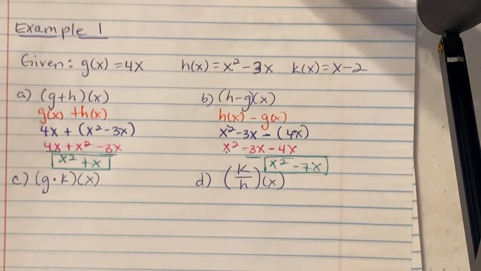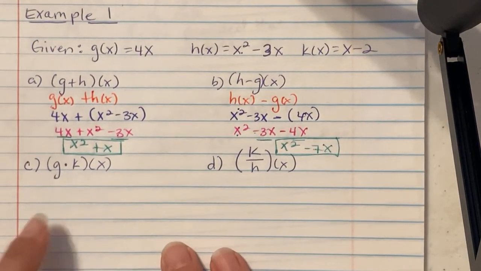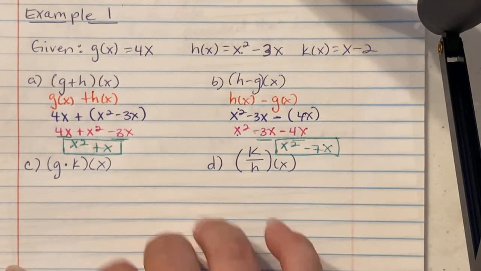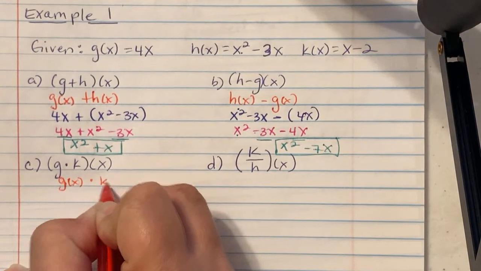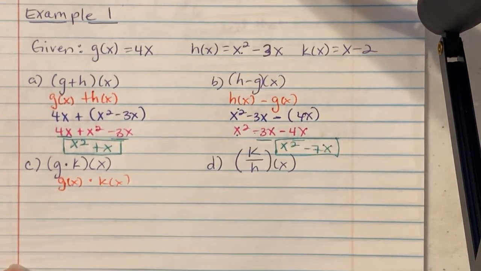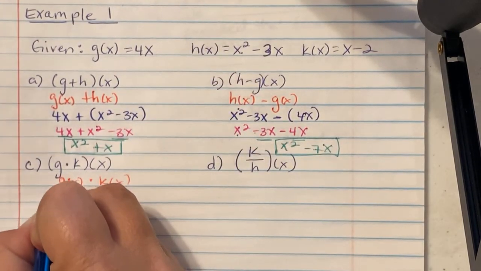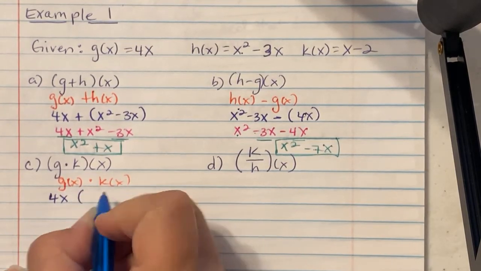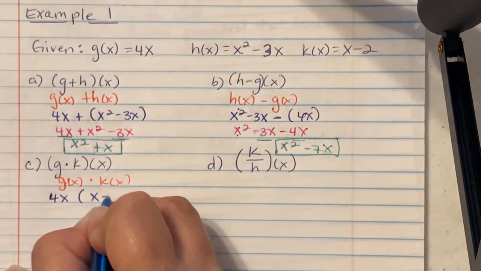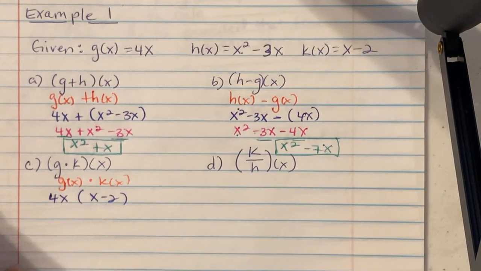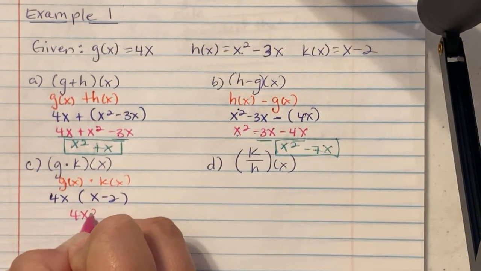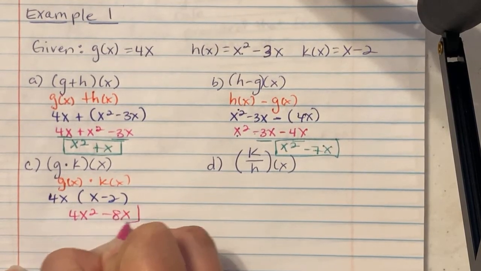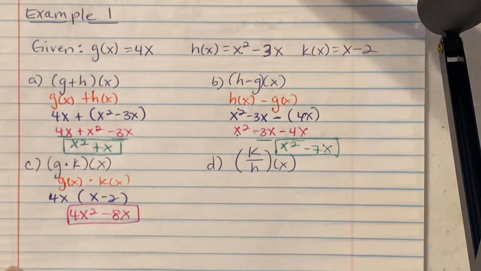Now we proceed to start set C. Set C says g times k of x. So that's the same thing as saying g of x times k of x. G of x happens to be 4x. And in parentheses, I'm going to stick my k of x, which is x minus 2. You're going to apply the distributive property. So it becomes 4x squared minus 8x, and you've completed your problem.